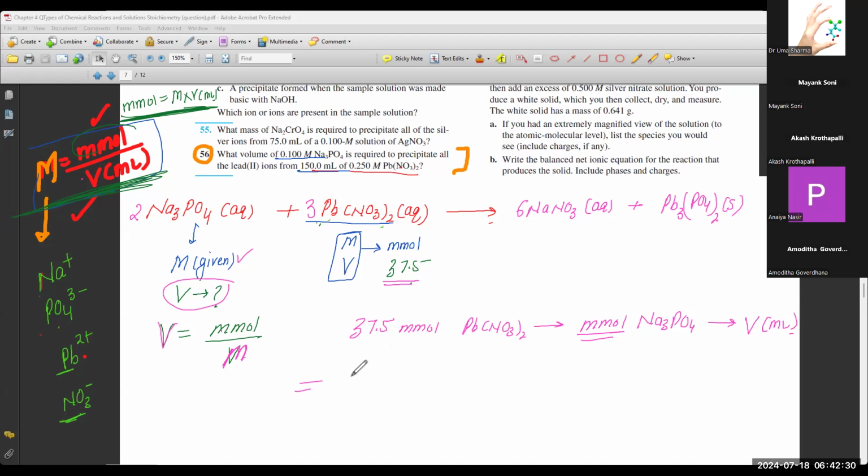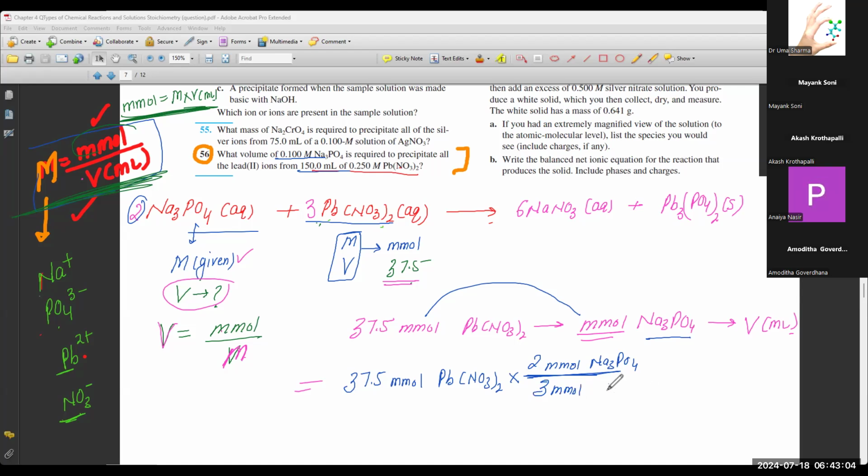So, very good, Akash. 37.5 millimoles of Pb(NO3)2. Can you keep checking? Can you keep confirming whether he's right or wrong? Because I'm just following what he's telling me. I have to plug in the ratio millimole to millimole from the balanced equation. I want Na3PO4, so I'll take this 2 millimoles of Na3PO4 over 3 millimoles of Pb(NO3)2. Anyone has any problem here?